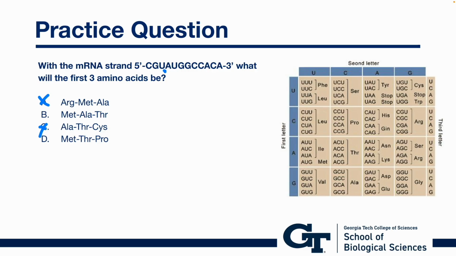Then we have GCC, ACA. What does GCC code for? Well, let's see. We have a G, then we have a C, and then we have another C. That codes for ALA. So we have MET, ALA, and what does ACA code for? First letter is an A, then we have a C, and then we have another A. That codes for THR. So the first 3 amino acids are MET, ALA, THR.